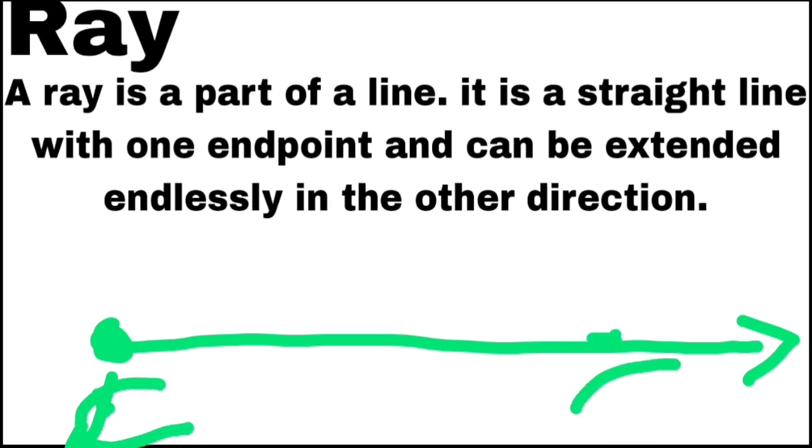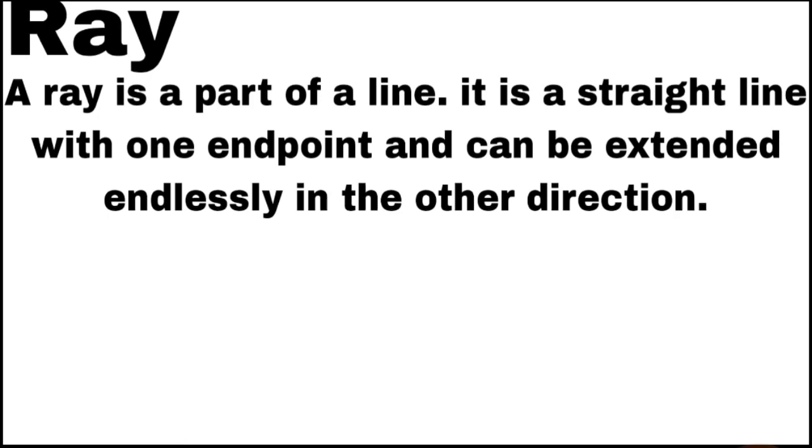Another point is, I have put a name on it, but one endpoint is there and another direction is ongoing. This is called the ray. For example, the sun ray: the sun ray comes from the sun, which is the endpoint, but the lines go toward the earth and keep going. So I think you have understood what a ray means.